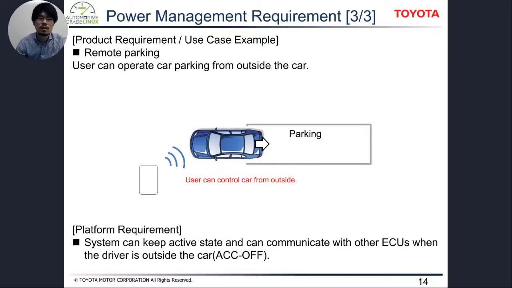Similar to the previous example, remote parking is also a related use case of the power management module in some implementations. To be controllable from outside a car, the power management module keeps the communication services even in ACC off state, and enables communication with other ECUs.